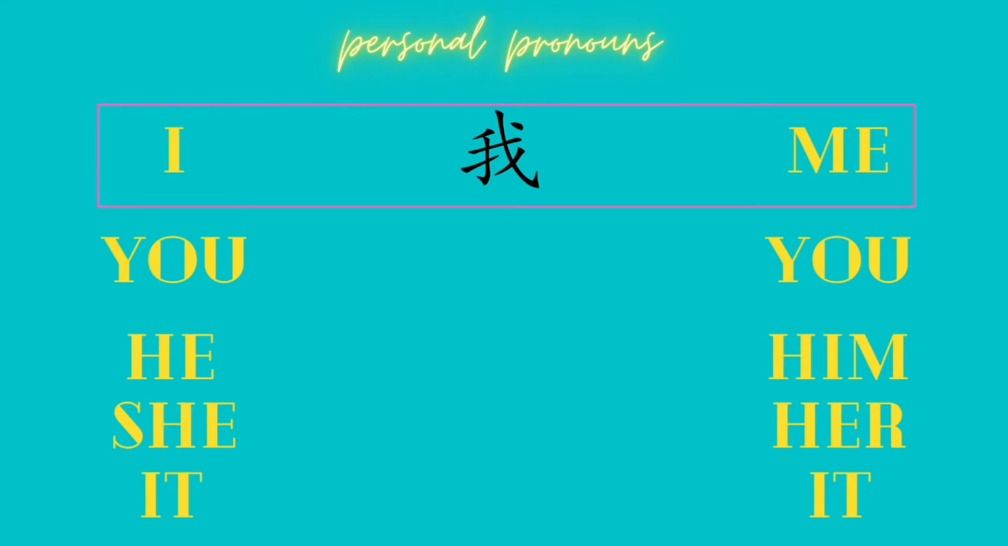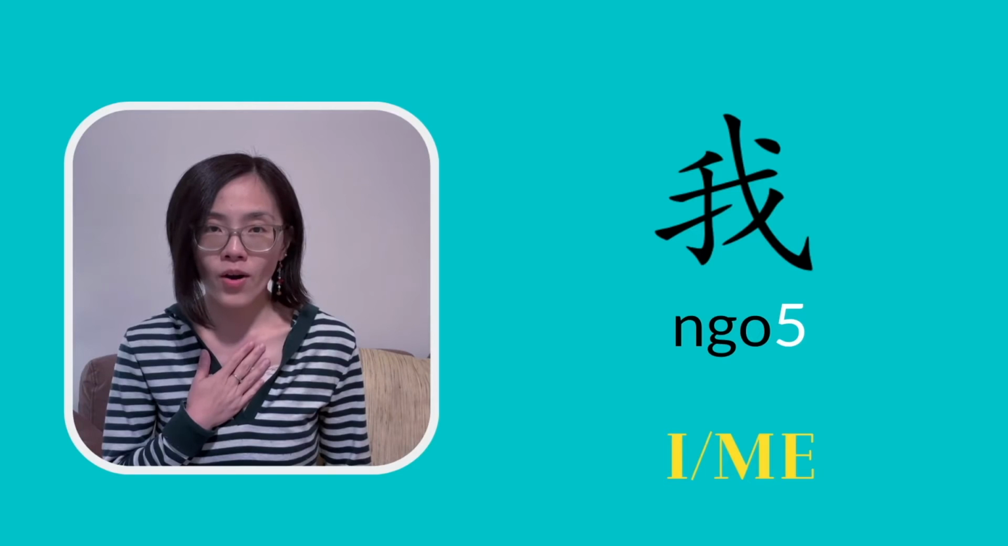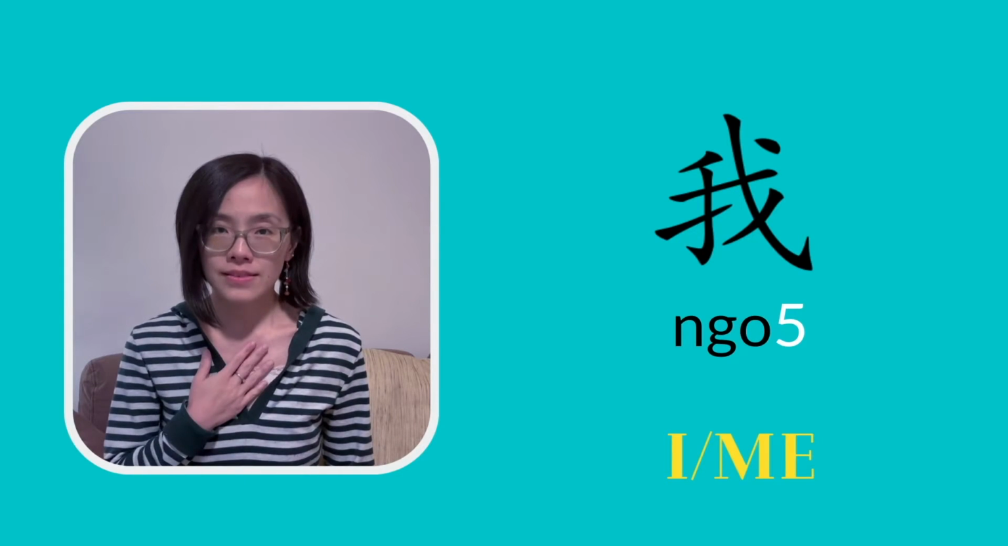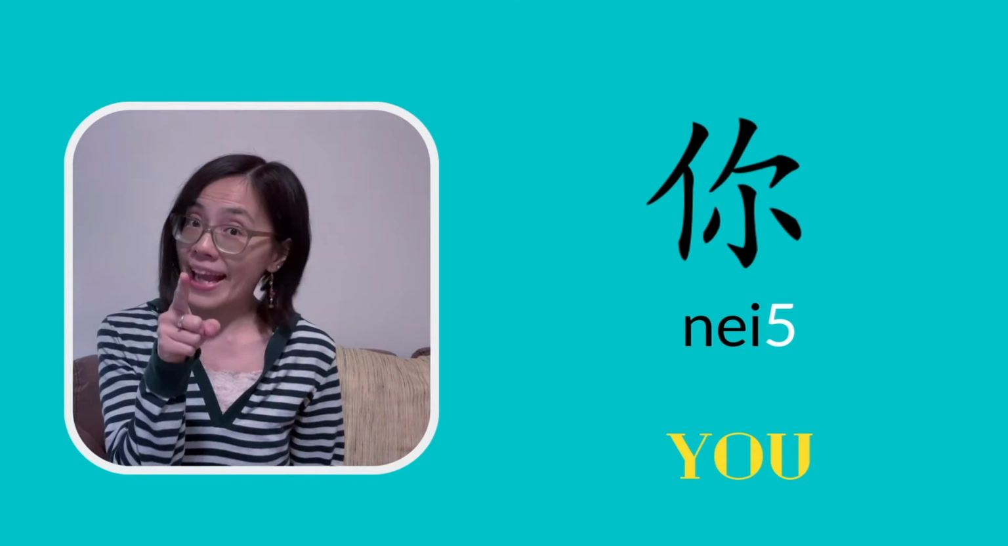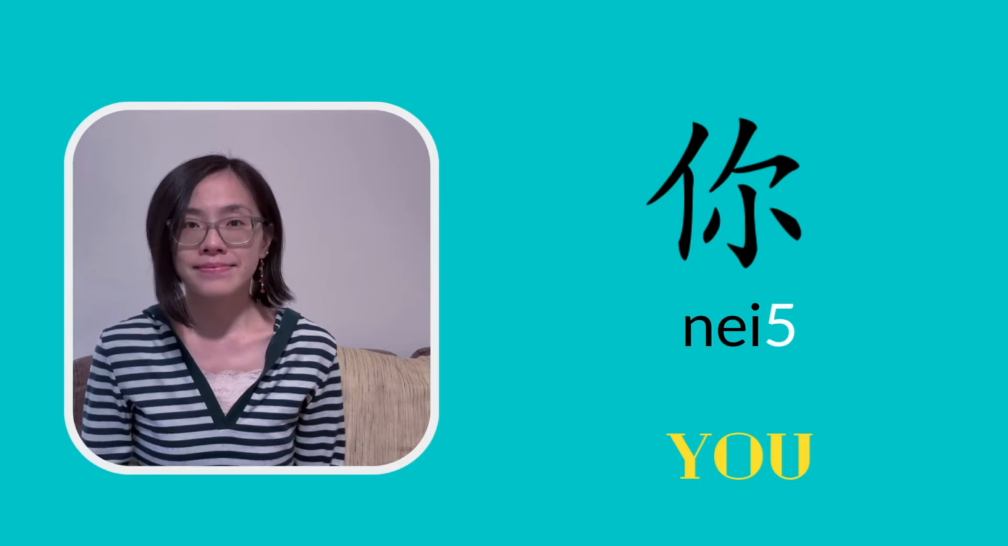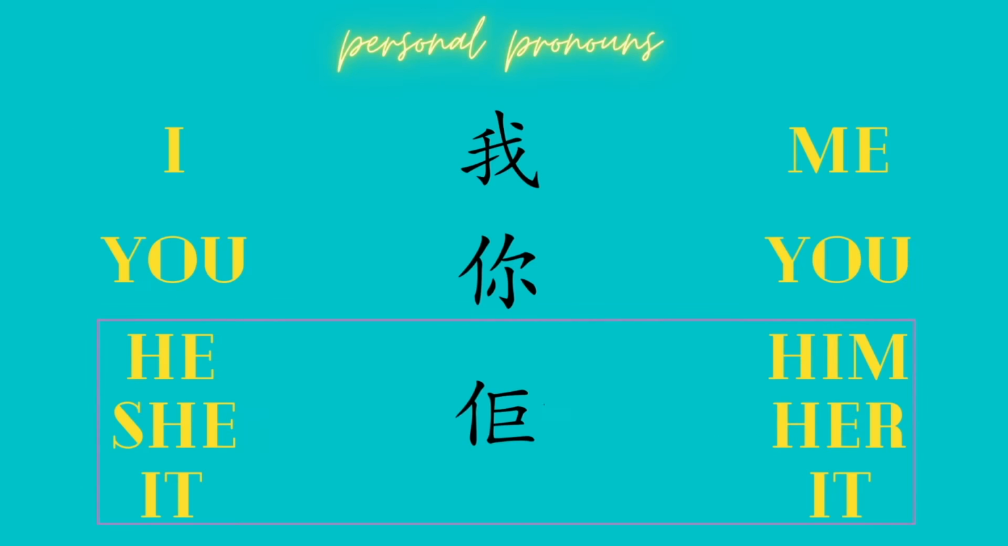For I and me, we say 我 in Cantonese. 我. For you and you, we say 你. For he, she, it, and him, her, it, we just say 佢.